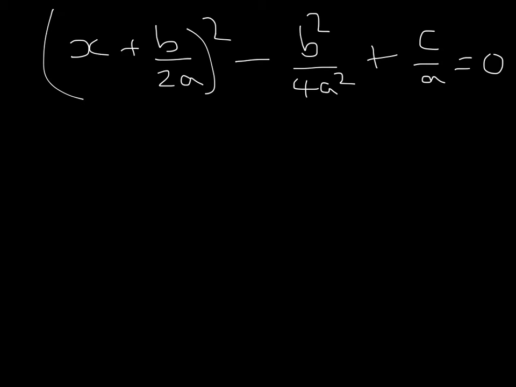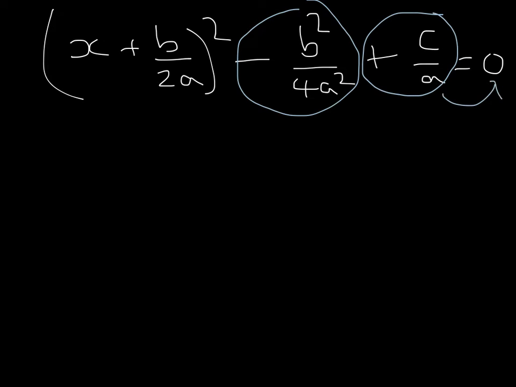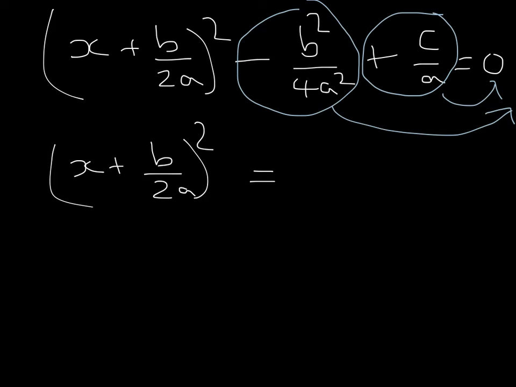Now the next thing I'm going to do is start tidying things up, and I'm going to move these to the right hand side. So I've got x plus b over 2a, and that is all squared, and I'm going to add this term to both sides, so I'm going to get b squared over 4a squared here, and I'm going to take that away from both sides, so I've got minus c over a.